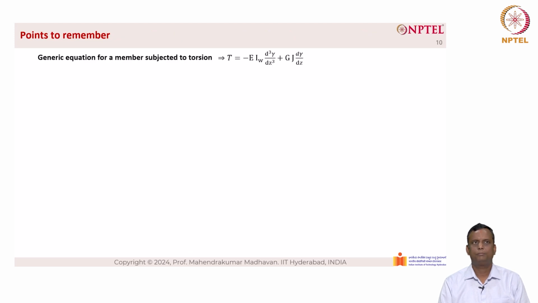Points to remember. The generic equation for a member subjected to torsion is given as T equal to minus E I_W into d cube gamma by dz cube plus GJ into d gamma by dz.